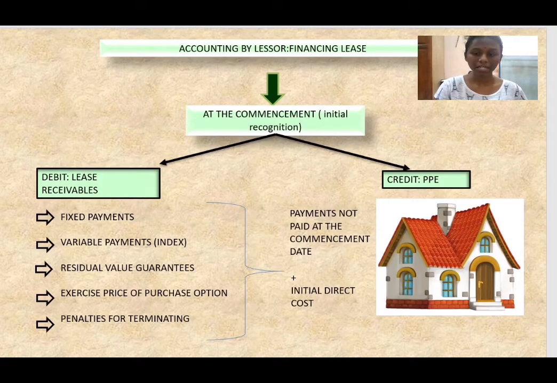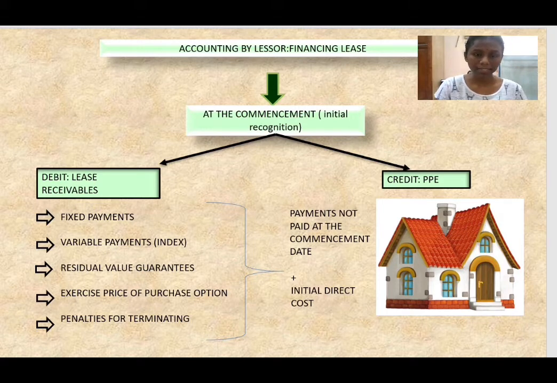Hi, I'm Kisha. I will talk about recognition and measurement of financing lease by lessor. So, in the case of a financing lease, the lessor shall recognize the amount due from the lessee as a receivable or debtor, and not capitalize the leased asset as property, plant, and equipment. If the lessor had previously recognized the property, plant, and equipment before the lease, then he should de-recognize it. So, since the lessor provides the financing for the leased asset, it should recognize the interest income for that financing.